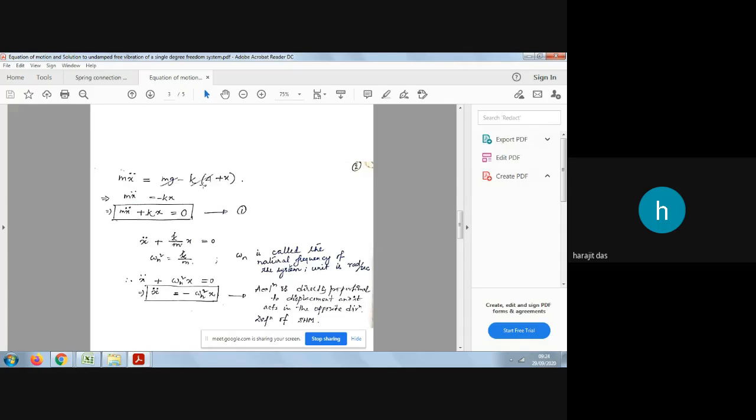Okay, where delta is what? Delta is the static deflection of the spring, and x is the distance through which the spring is again displaced from the equilibrium position, isn't it?